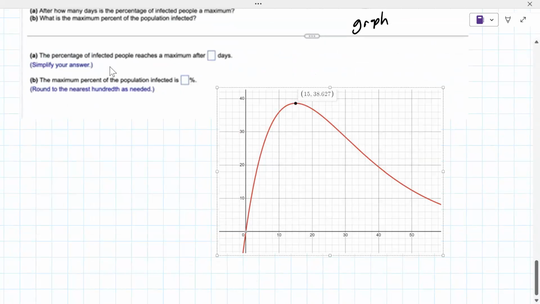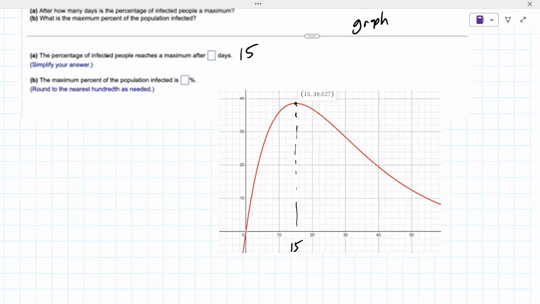So it reaches a maximum after 15 days. That's the first answer. That's why the graphing is so powerful when you can find the max. And then the percentage of people that are infected is 38.63. So you can see how helpful it is to just graph it, get your answers, and you're done. That is very helpful.